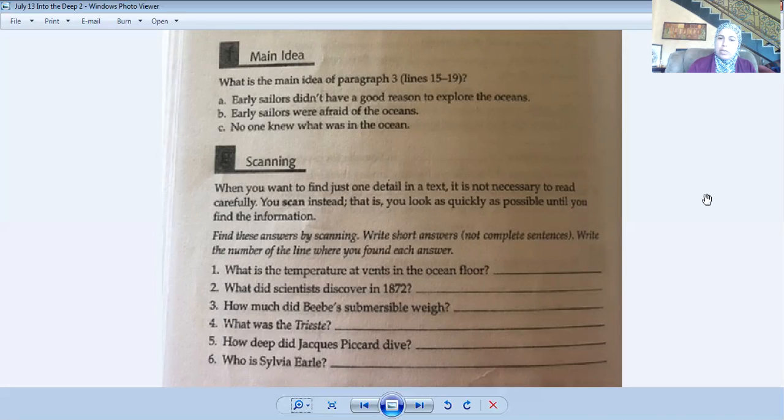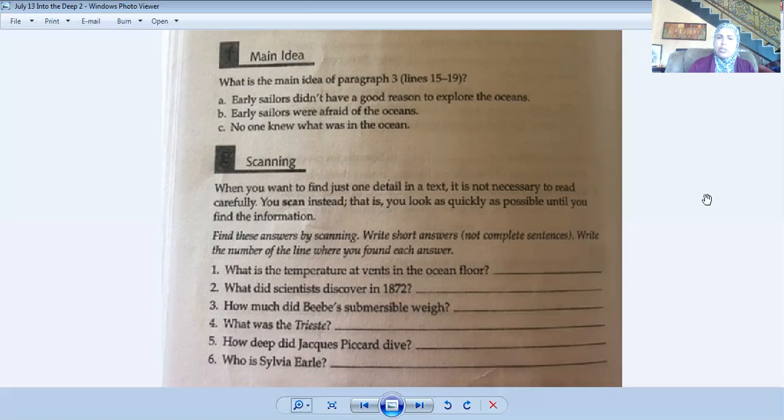What was the Trieste? The Trieste is the name given to the submersible that Picard designed, guys. How deep did Jack Picard dive? I think we answered this question, and this is the third or fourth or fifth time that we're going to answer it. He dove 7 miles, along with 2 men. He wasn't on his own.